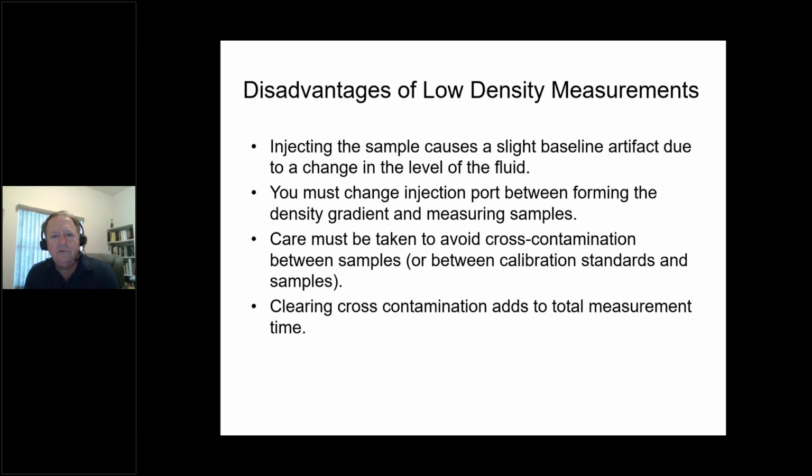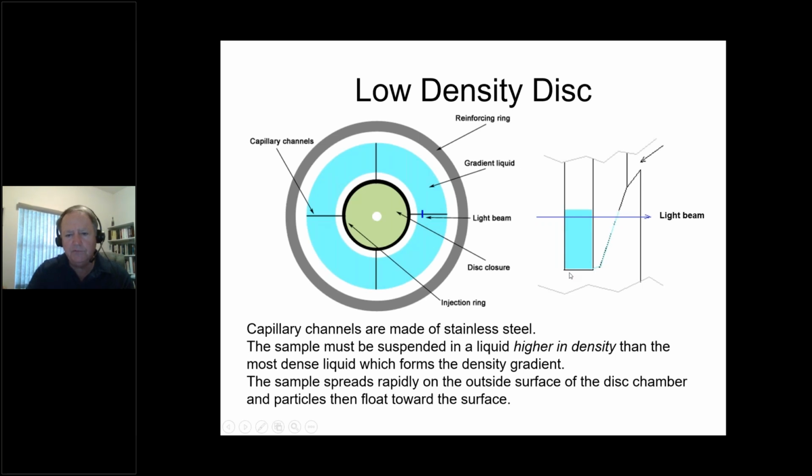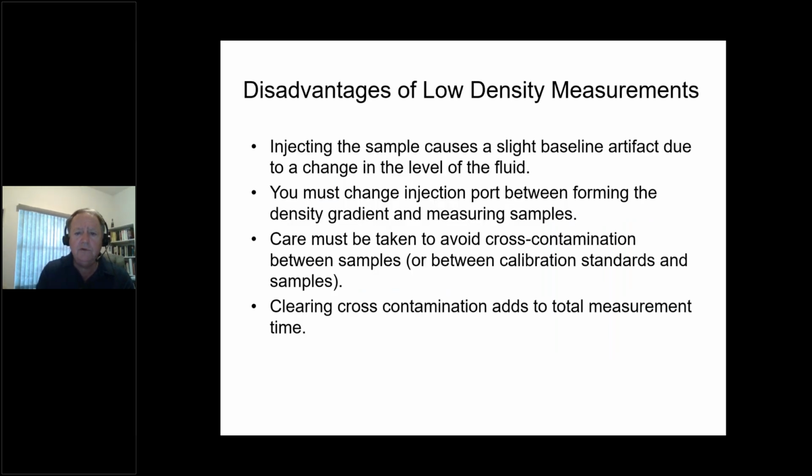There are a couple of disadvantages for low density measurements. When you inject the sample, it runs to the bottom and spreads over the bottom, and that means that the entire gradient is lifted slightly upward. That is, it is raised by the injected sample. So when that liquid rises, it has a radial speed which is the same, but now it's on a smaller radius of rotation. And what that means is you basically are accelerating the rotational speed of the gradient slightly compared to the disc. It's a very small increase in speed, but it's enough to cause a small baseline artifact when the sample is injected. It's possible to subtract that artifact, but it is almost always present.